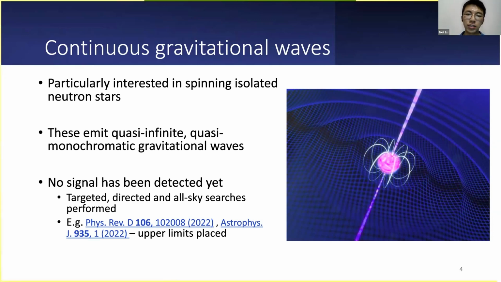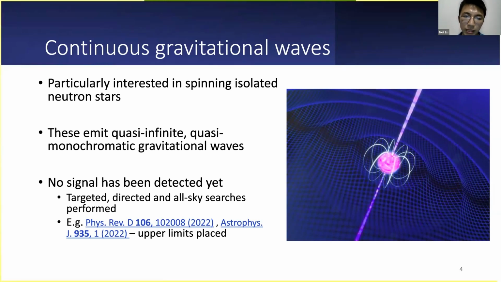And these types of systems emit a type of gravitational wave known as continuous gravitational waves. These are what we call quasi-infinite, quasi-monochromatic gravitational waves. All that means is these neutron stars spin for a really, really long time, like megayears or longer. They are almost monochromatic. The frequency evolves on a very slow timescale. And so the continuous gravitational wave is almost a pure sinusoid in the rest inertial frame. So these are the particular types of gravitational waves we're interested in.